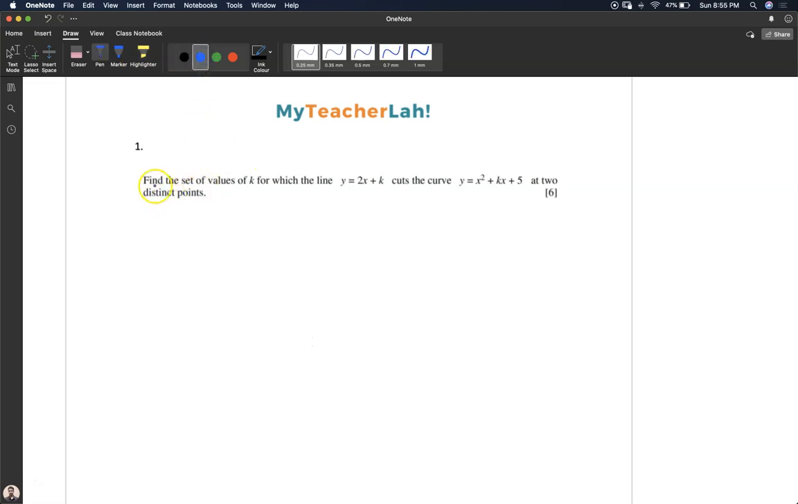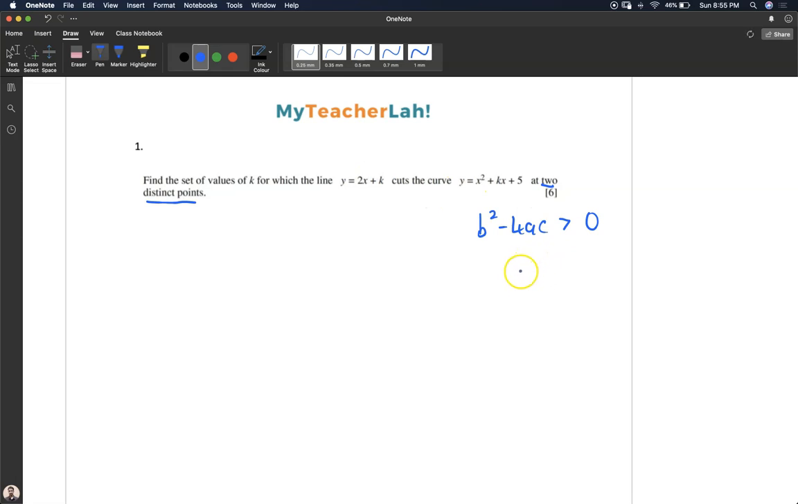Find the set of values of k for which the line y equals 2x plus k cuts the curve, given a function here, at 2 distinct points. Automatically, when you see the words 2 distinct points, you should start thinking about the discriminant b squared minus 4ac, which should be more than 0.